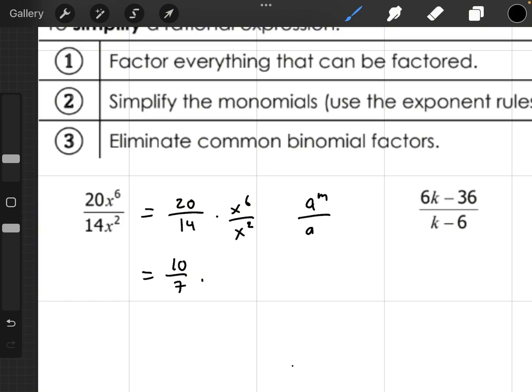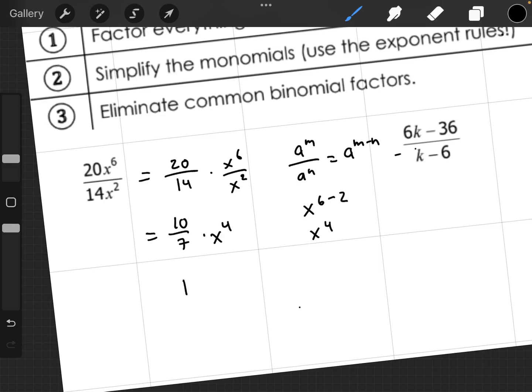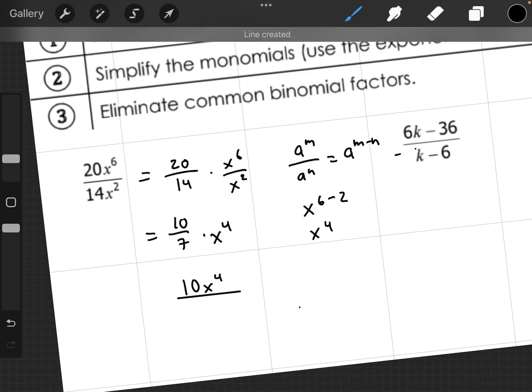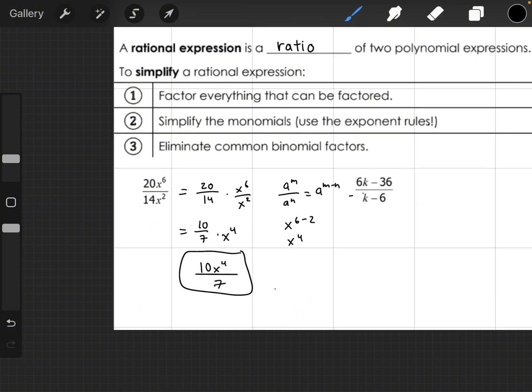And we know that this rule, a to the power of m over a to the power of n, is equal to a to the power of m minus n. So we can apply that to this part of the expression here. So x to the power of 6 minus 2 equals x to the power of 4. And when we rewrite this, we'll put the x to the power of 4 on the numerator. And here's the final simplified answer.